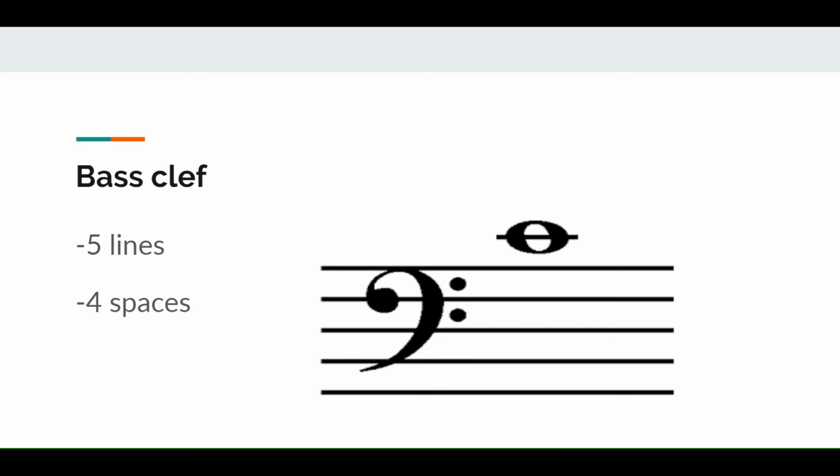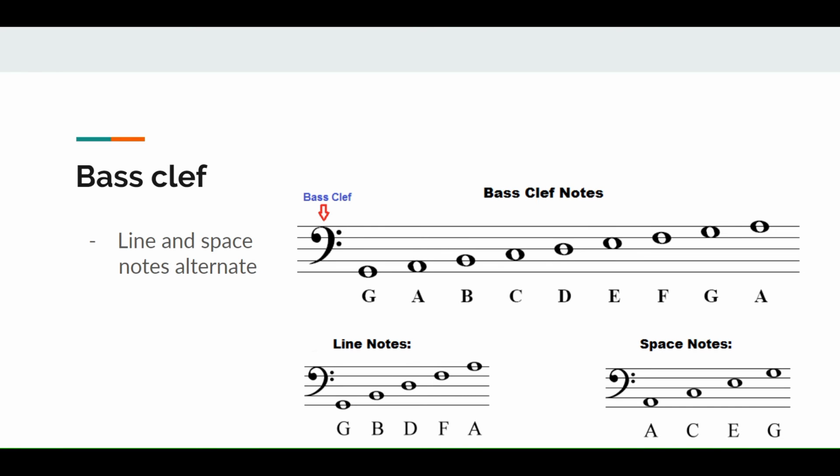Next, you have the bass clef, which also has 5 lines and 4 spaces, and the note on top is middle C once again. Once again, the notes will alternate, so the note right after G would be A, which is a space note, and the note after B would be C, and so on and so forth. And one thing I want to point out is that the note after A, that's at the very top, would be B, because middle C would be above the bass clef, and B is in between A and C in the alphabet.